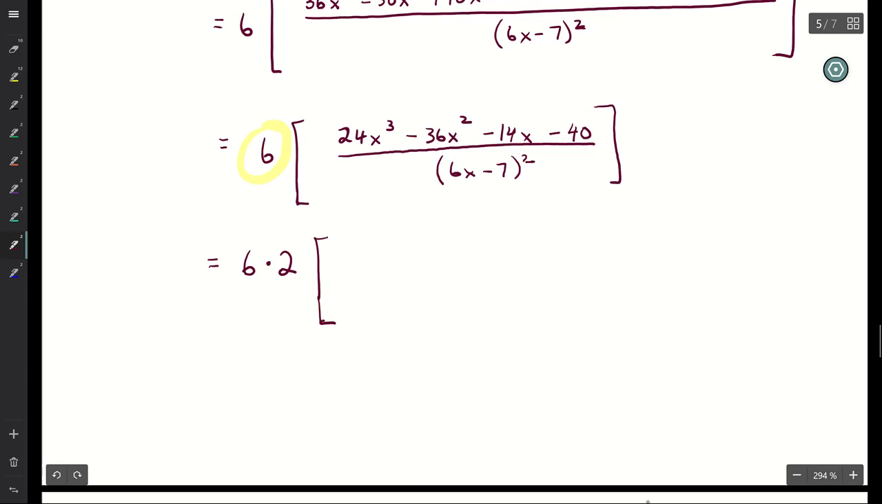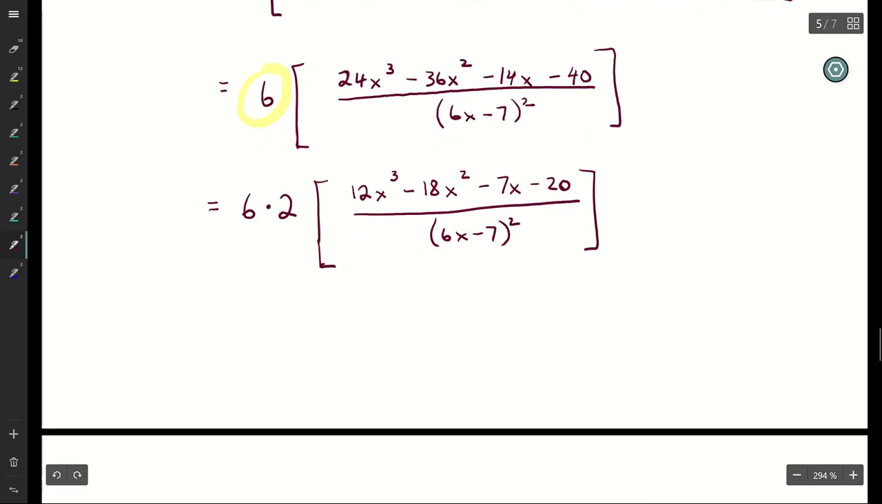Okay, and then we're dividing each of those by 2, so this would become a 12x to the third, and then minus, and then dividing that by 2, negative 18x squared, minus 7x, and then here, minus 20, and all that over 6x minus 7 all squared.